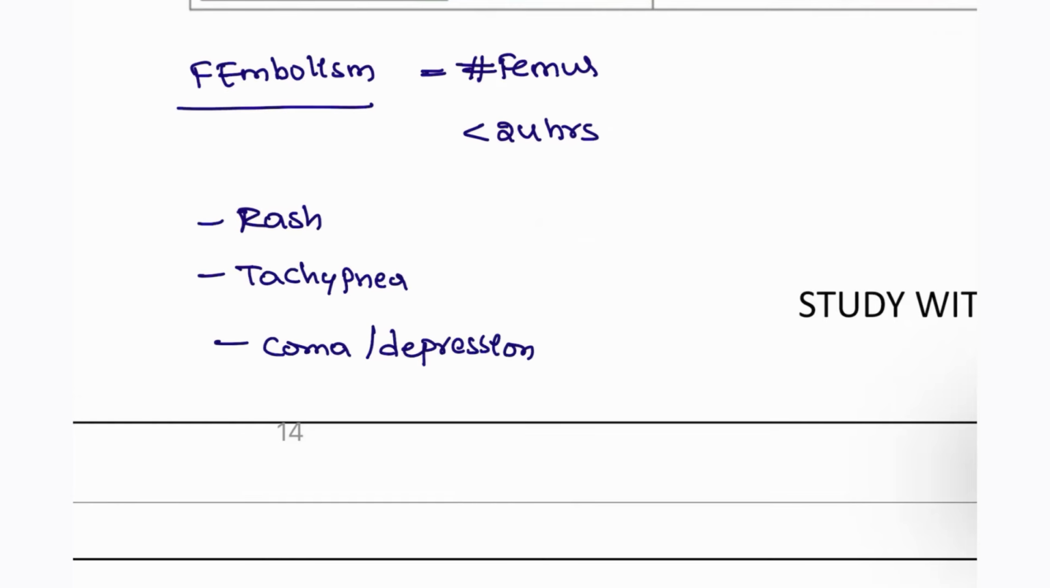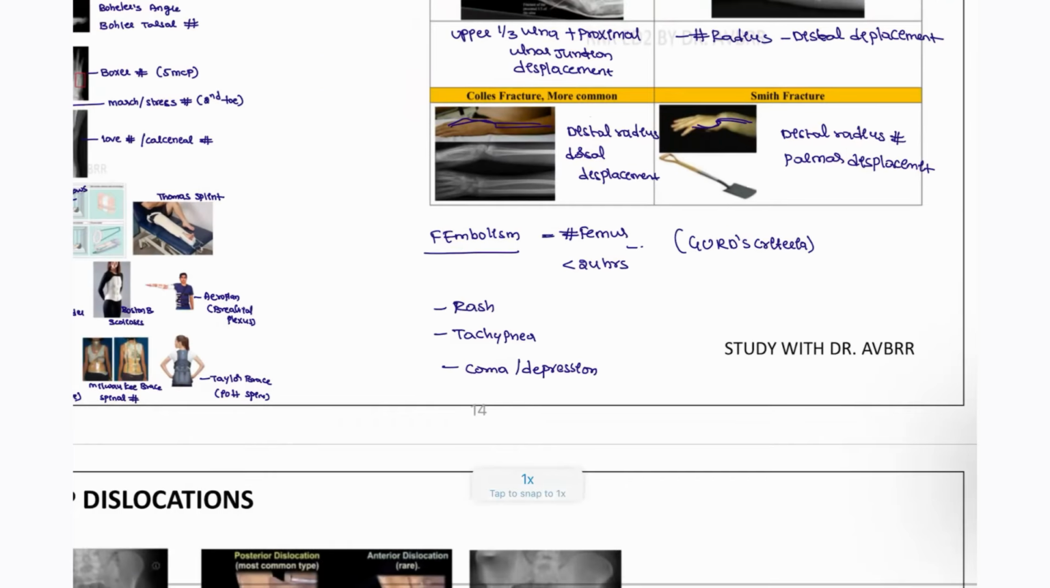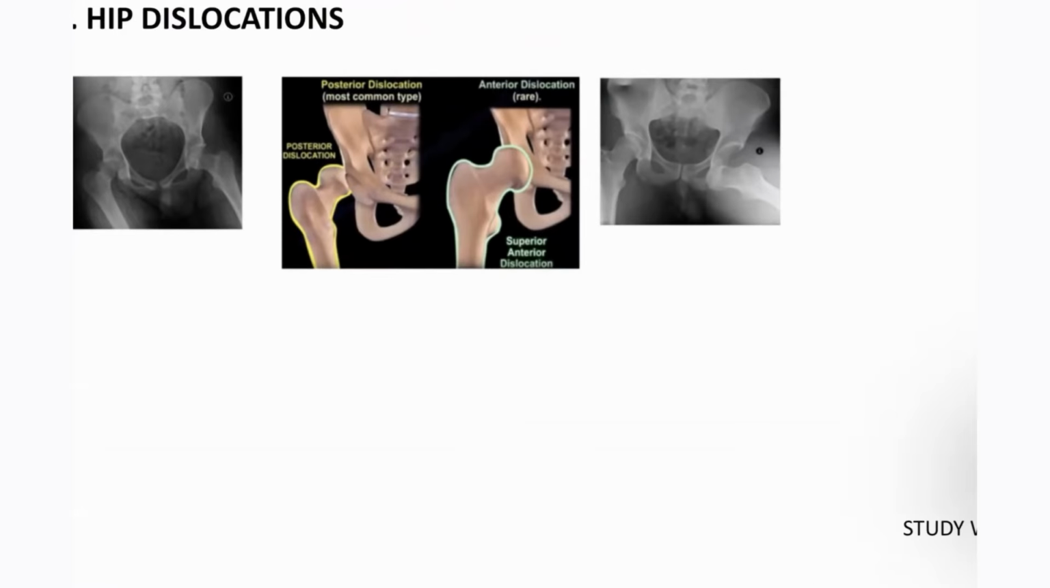What is the criteria that we use for this? Gurd's criteria. It consists of major and minor criteria. Under major, you will see systemic involvement. Under minor, we calculate the blood loss and also look at the length of the femur fracture. Next, moving on to hip dislocations. There are two important hip dislocations.